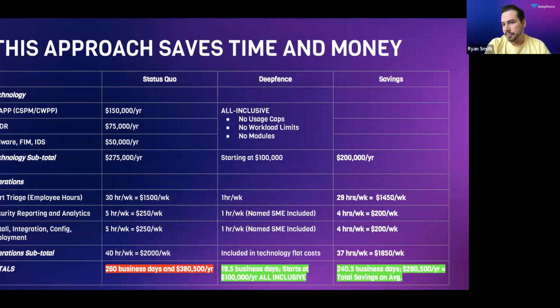The last thing I'll cover is, we've talked about the alert fatigue benefits, the 97% reduction, which ultimately converges along these items, right? You're spending less time triaging. That 30 hours a week becomes an hour a week. So for your average SOC employee, you're saving $1,500 a week of people costs just on that.